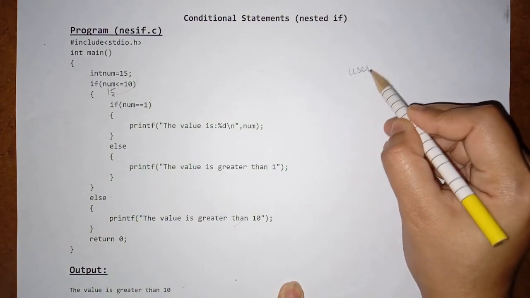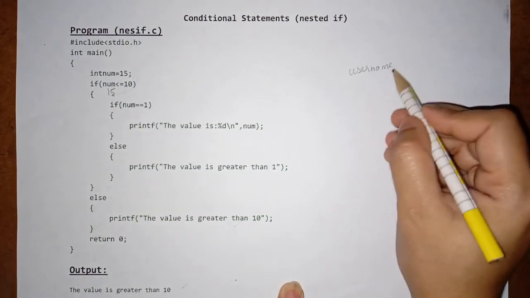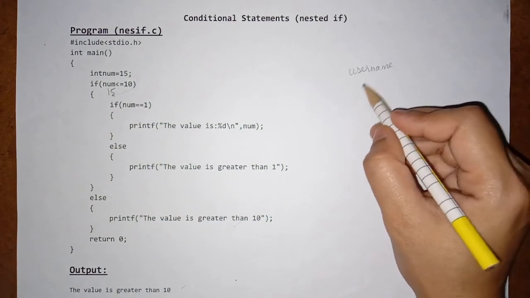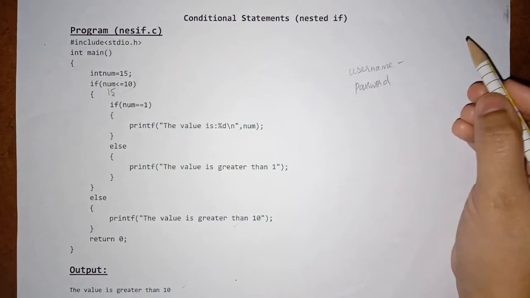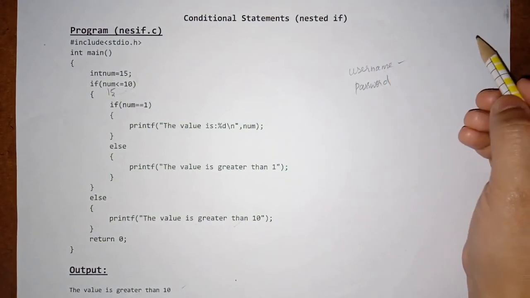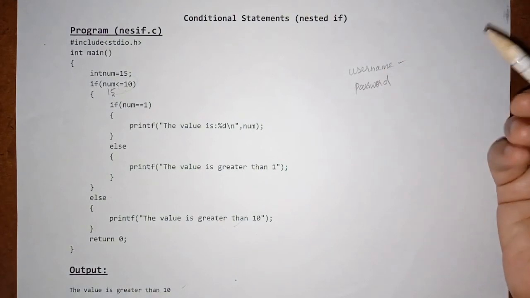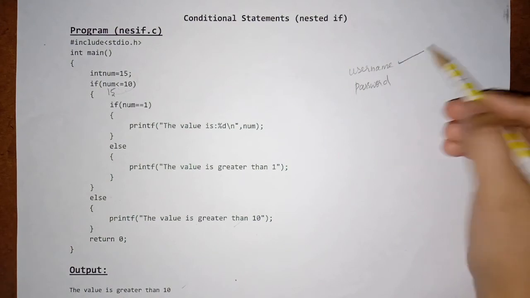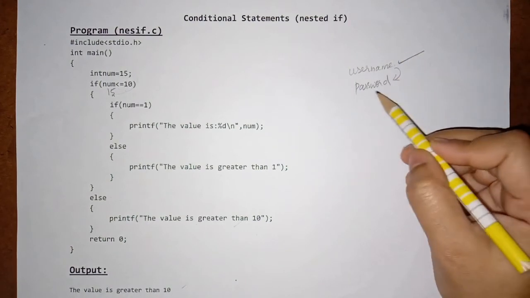One more real-time example for this nested if is checking a username and password. When you are signing into your Gmail account, you'll be asked to enter your username and password. First you have to enter your username. Once you enter it, this name will be verified with the database, that is, whether you have entered a valid username or not. If it is valid, then it will move to the next field, that is, password.